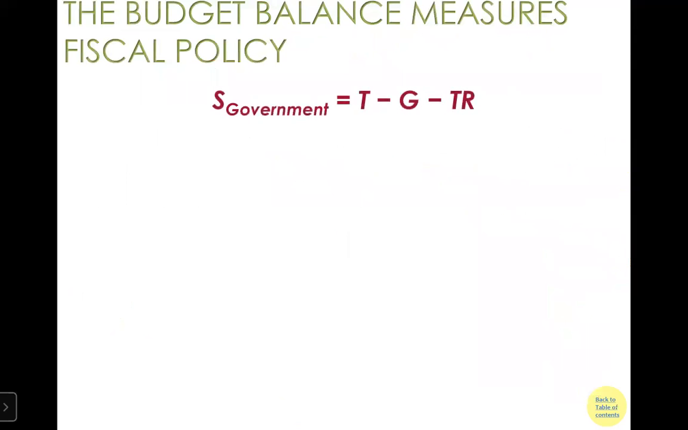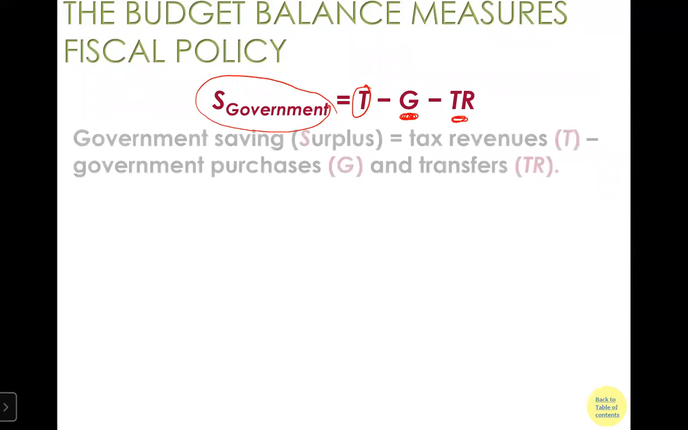Here we can look at a few equations to better understand the relationship between the government budget balance and fiscal policy. We start with this equation: saving from the government equals T, which stands for tax revenue, minus G, government purchases of goods and services, minus TR, transfers. Think about government spending on Social Security, Medicare, Medicaid, food stamps.